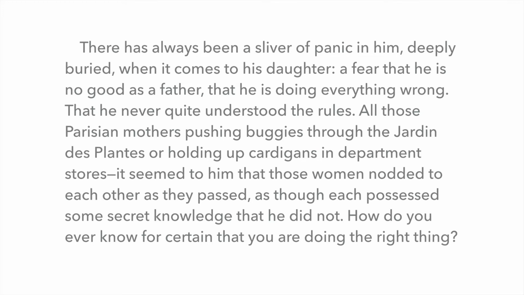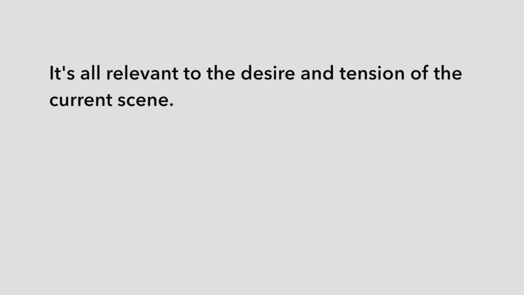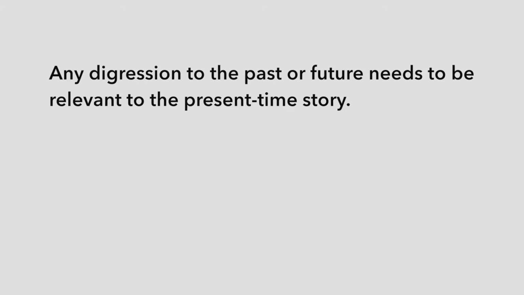How do you ever know for certain that you are doing the right thing? See that last question there? It brings everything back to the current scene, right? He's not sure he's doing the right thing by leaving Marie-Laure and going back to Paris. He fears he's abandoning her. And on the eve of this abandonment, he dwells on his having raised her. It's a totally authentic place to have a brief flash of the past and his raising her as a single father. But, importantly, it's all relevant to the desire and tension in the current scene. Any digression to the past or future needs to be relevant to the present time story.